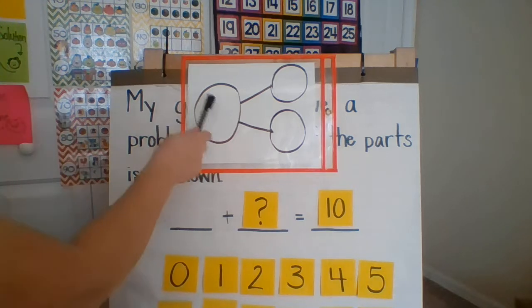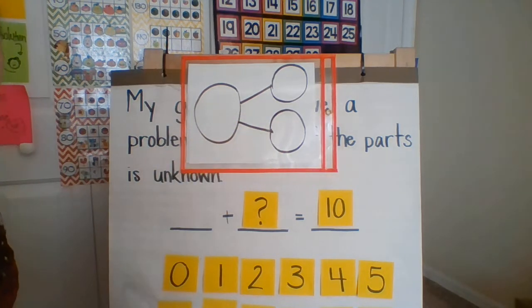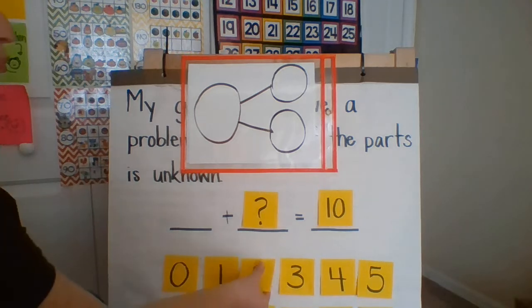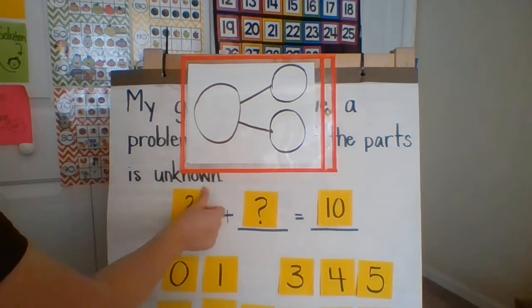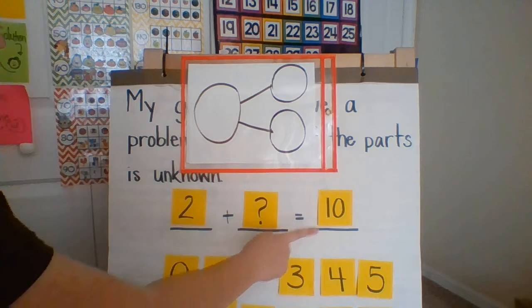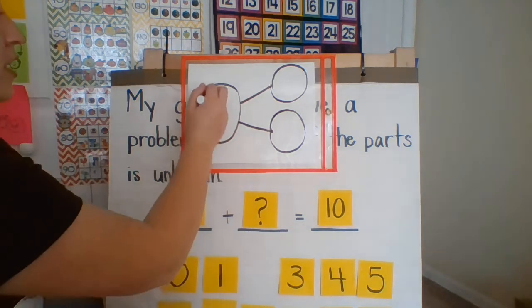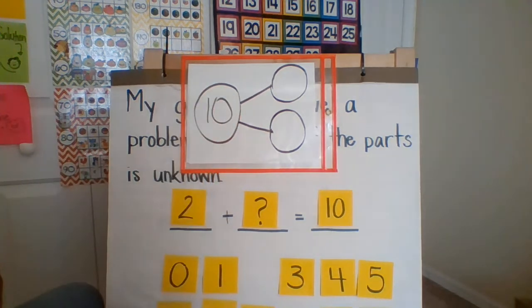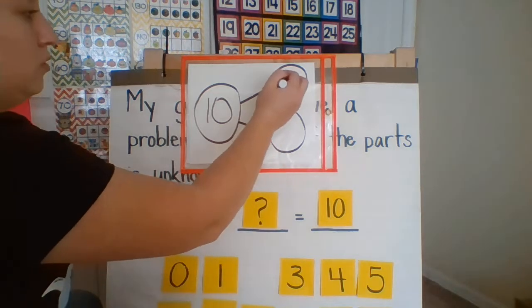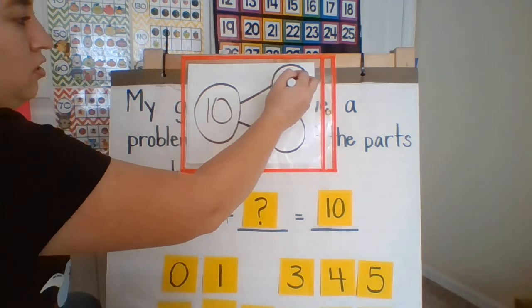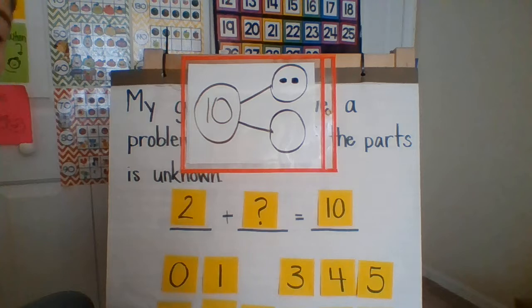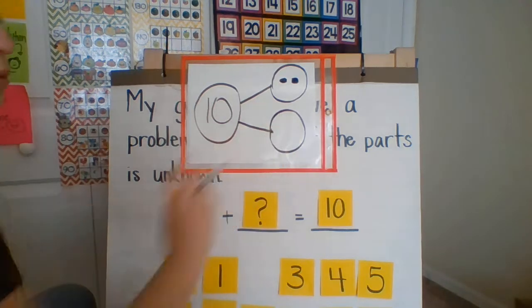Okay. And I'm going to draw my cubes in here. Okay? Sound good? Okay, so we're just going to start with a random number. Let's start with 2. Okay? So 2 plus what equals 10? So I know that I'm trying to make 10, right? And I have 2. How many more do I need to have in my other group to make 10?